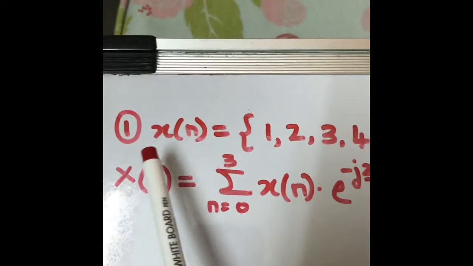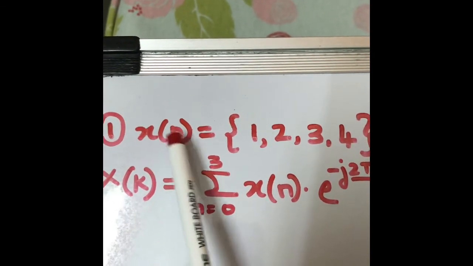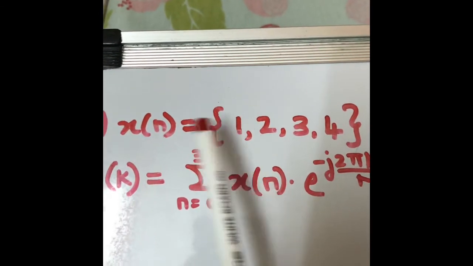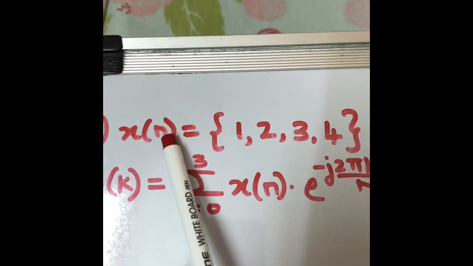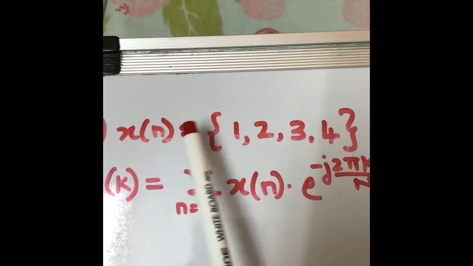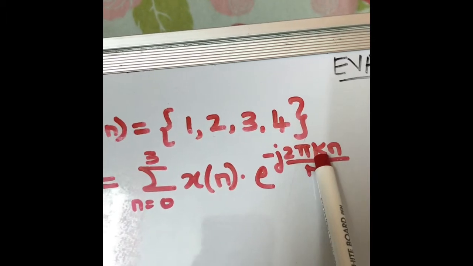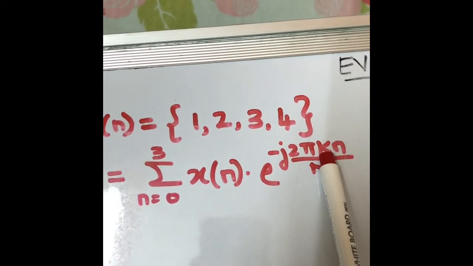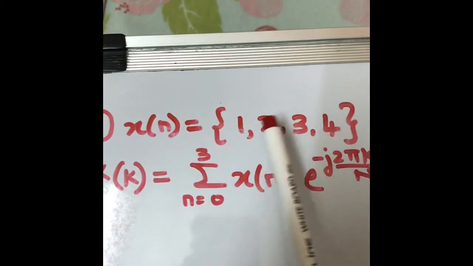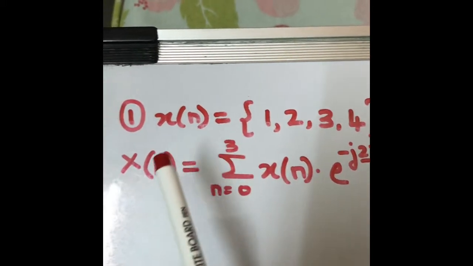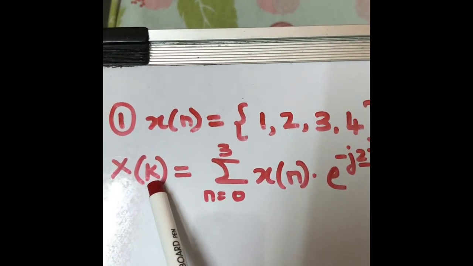What do I mean by index? Let us say x of 0, that is in time domain the first sample, x of 0 is 1. Then x of 1, when I substitute small n is equal to 1, that is the second sample in the time domain sequence, whose value is equal to 2, and so on. Likewise, k is the index of the signal in frequency domain, that is X of k. Right. So there are 4 samples in the time domain sequence and there will be 4 samples in the frequency domain signal, that is X of k.